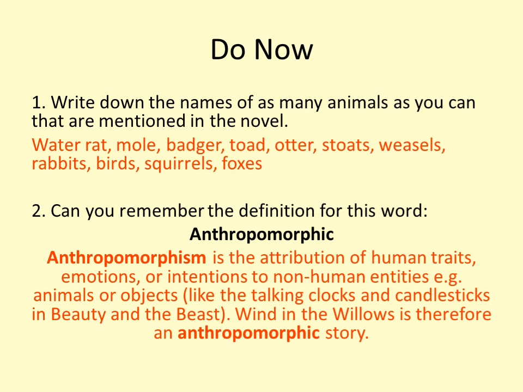Anthropomorphism is the attribution of human traits, emotions, or intentions to non human entities, for example, animals or objects, like the talking clocks and candlesticks in Beauty and the Beast. Wind in the Willows is therefore an anthropomorphic story. So please make sure you've written down that definition.